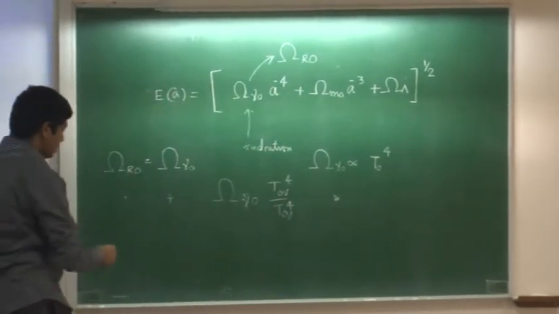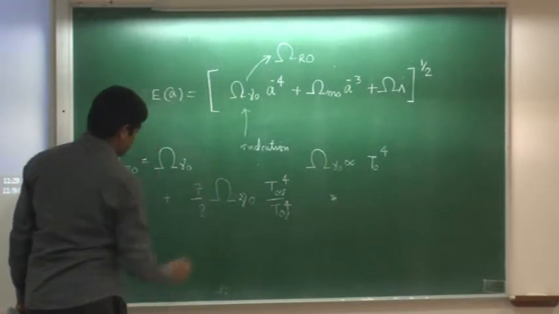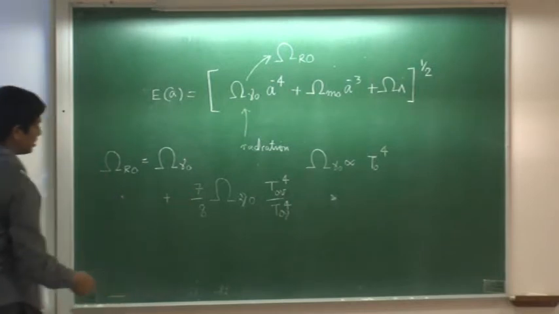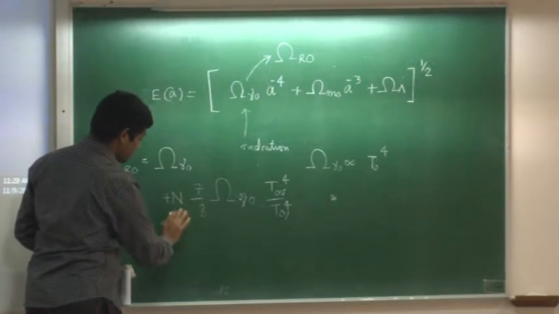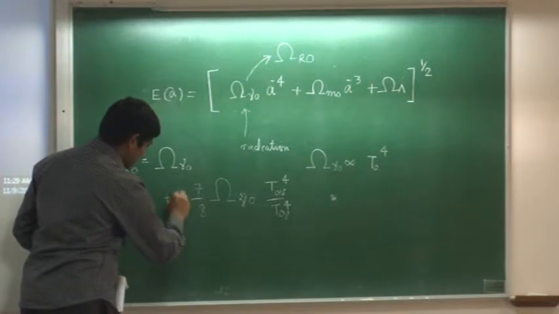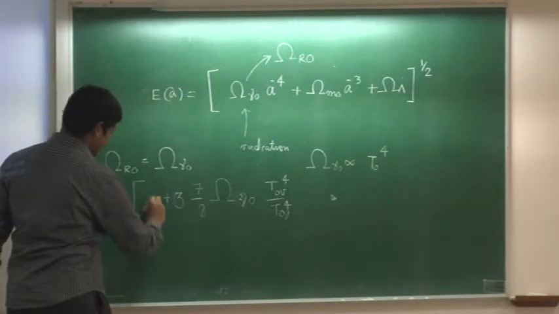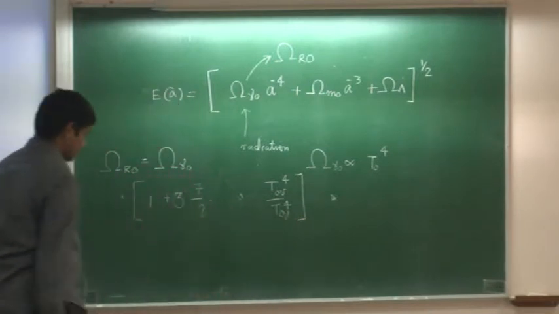And there will be one more factor here, which is the factor that comes because the energy density of the fermions is different from the energy density of the bosons, which is 7/8. And then there are 3 different neutrinos, or if you have n different neutrinos, this will be n nu. So there are 3 different neutrinos, there will be a factor of 3. Right? So I can take this common. This is what I get.